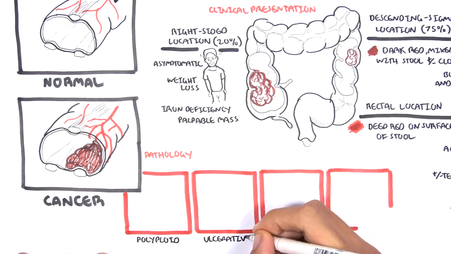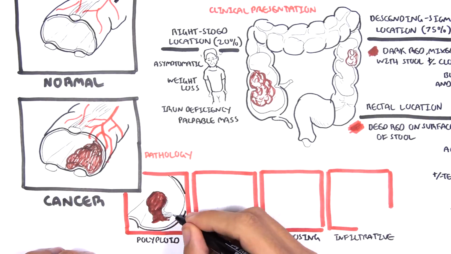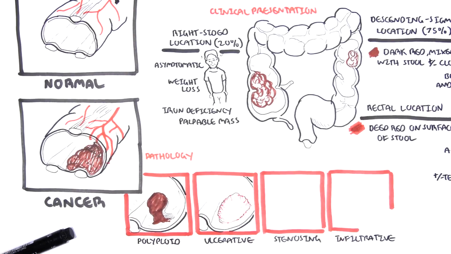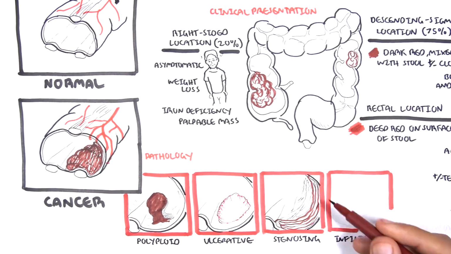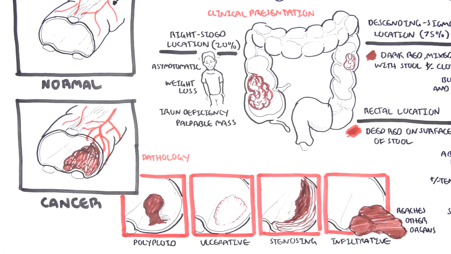Pathology. Colon cancer can come in a few pathological forms: polypoid, ulcerative, stenosing, and infiltrative. At the end of the day, these different pathological types can and will eventually lead to some form of obstruction.